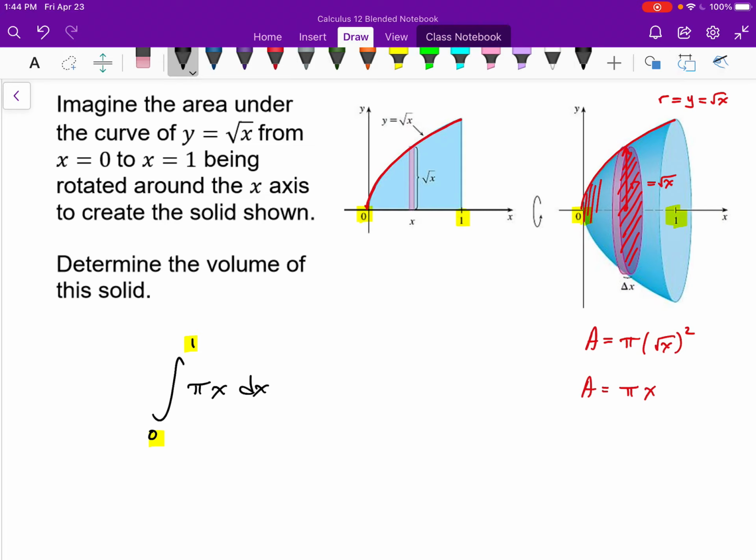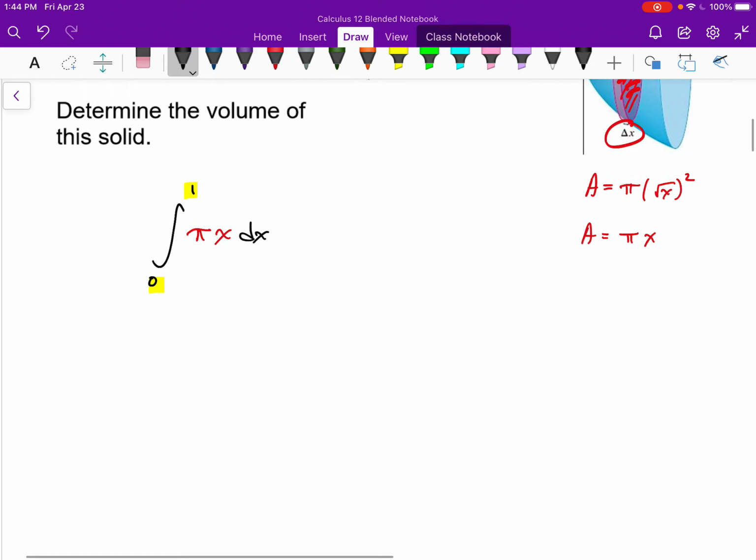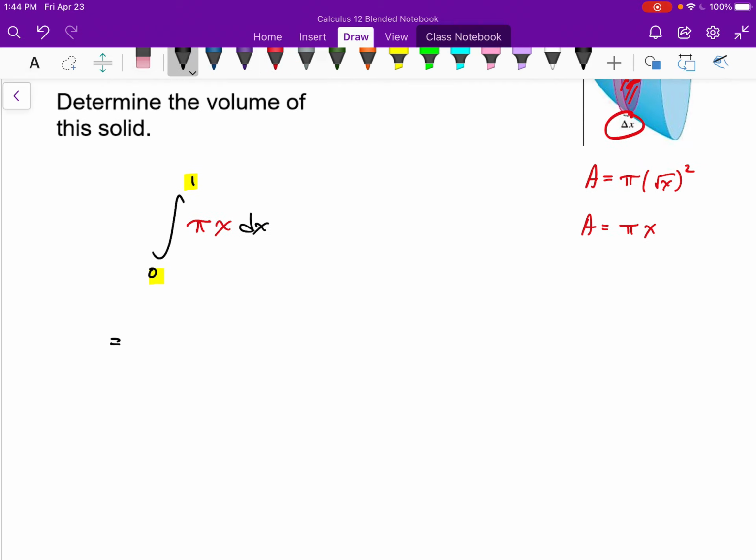Keep in mind again, maybe I'll just write this in red. Pi times x, that represents the area of any one of these disks. dx represents the thickness of any one of these disks, so like little cylinders that are incredibly skinny. And as dx approaches 0, there's infinitely many of these little disks, and add them all up, you get the total volume. And this is really easy to integrate, especially if I pull out that factor of pi and rewrite this as pi times the integral from 0 to 1 of just x dx.